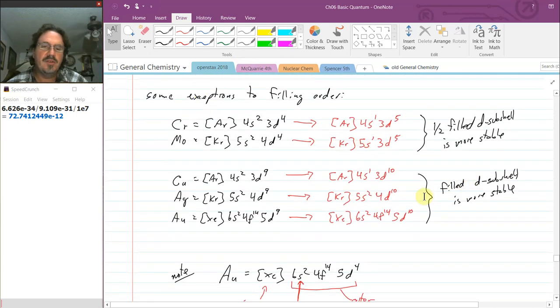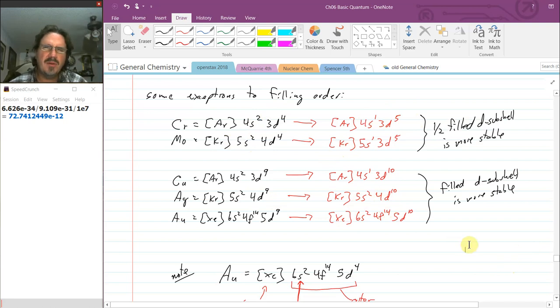And so here are some of those exceptions I was just talking about, chromium and molybdenum, where you think it would be this, but we steal one of these s electrons and give it to the d, so it ends up that. They all do the same thing to gain that half or completely filled d shell.